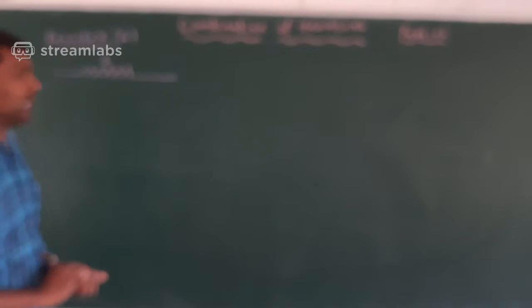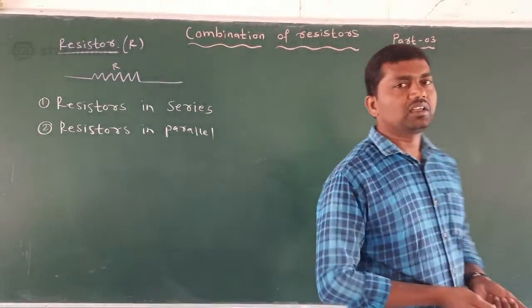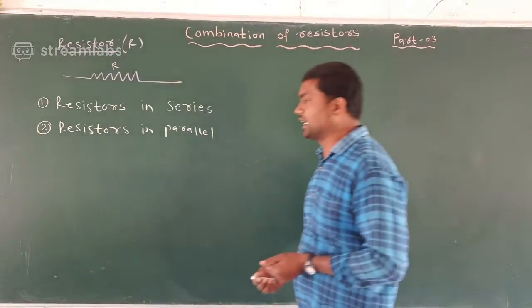The combinations of resistors are of two types. The first one is resistors in series, and the second one is resistors in parallel.